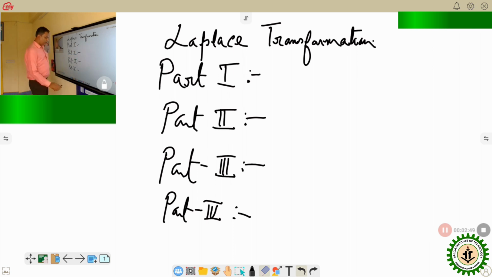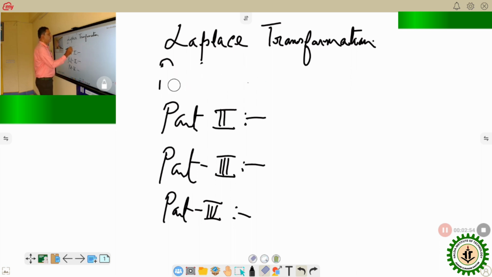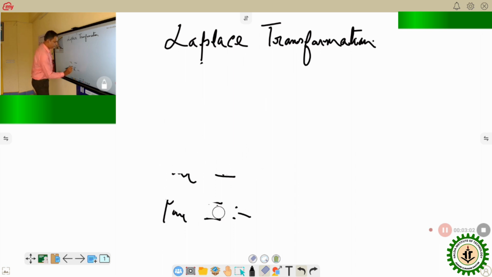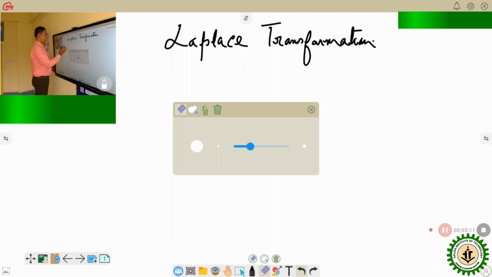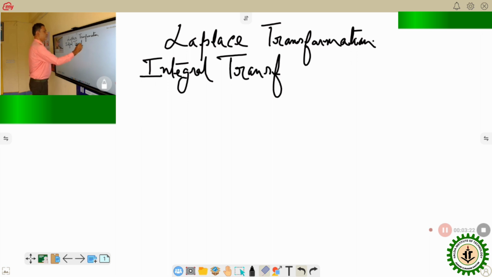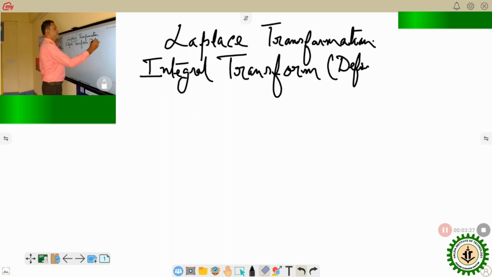Now, before defining a Laplace transform, let me give a very brief introduction of integral transform, which is a more broader aspect of Laplace transform, we can say. Integral transform definition.